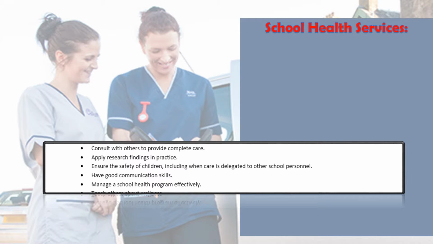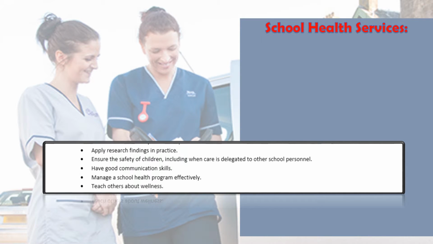They should be able to ensure the safety of the children, including when their care is delegated to other school personnel. What does that mean? An example, a diabetic child going on a field trip with a school driver, a bus driver, and a teacher. If that child is under diabetic care within the school system, the school nurse is going to have to ensure that the patient is safely taken care of while they're gone.